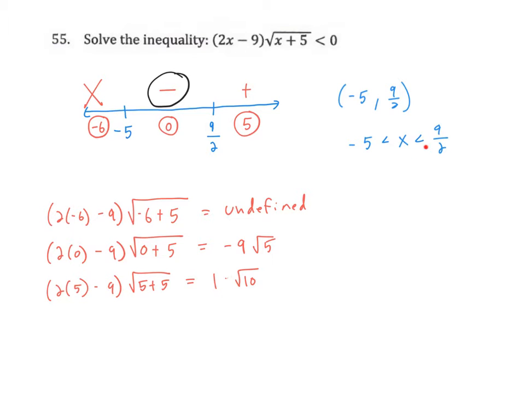And these wouldn't be less than or equal to. They're just strictly less than, because if you plug in negative 5, that makes this whole thing equal to 0, and 0 is not less than 0. 0 is equal to 0. Or if you plug in 9 over 2 for x, again, that will make this expression equal to 0, but it wouldn't be less than 0.